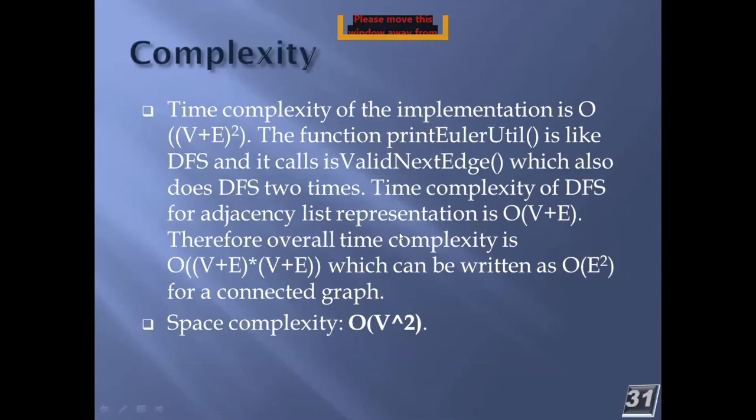Okay, now the complexity. The time complexity of the implementation is order of (V plus E) squared. Here V means vertices and E means edges. The function printEulerUtil is like DFS, and it calls isValidNextEdge, which also does DFS two times. The time complexity of DFS for adjacency list representation is order of V plus E. Therefore, the overall time complexity is order of (V plus E) multiplied by (V plus E), which can be written as order of E squared for a connected graph. And the space complexity is order of V squared.